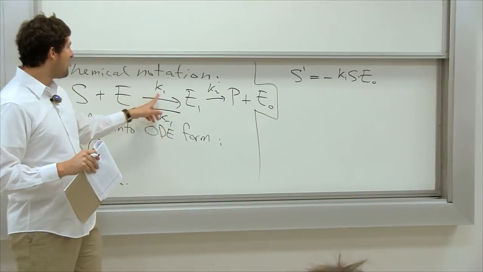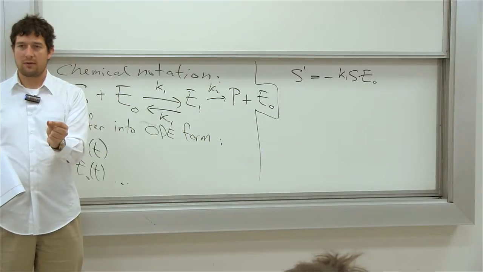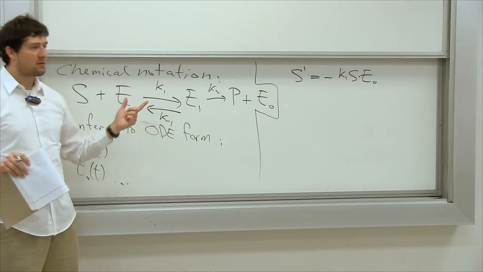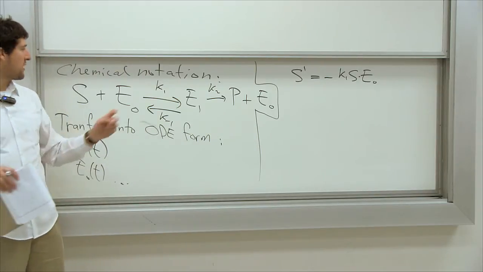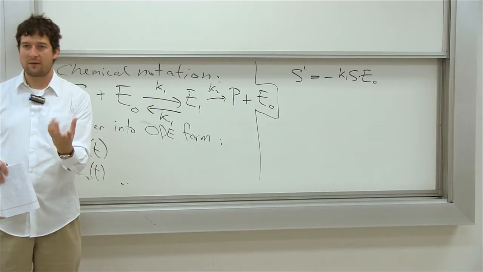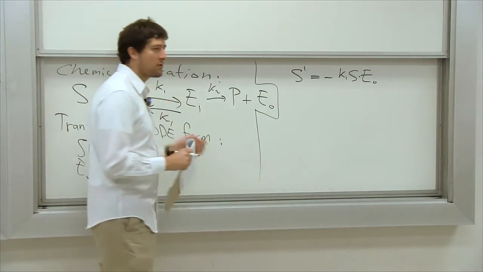So that means if K1 is very high, these molecules really, really want to get together. And if K1 is small, then these molecules don't really get along so well. They don't bind so much. So K1 gives you the nature of the binding. Is it a very good binding or is it not such a good binding? What about the other reaction? Does anybody want to try?